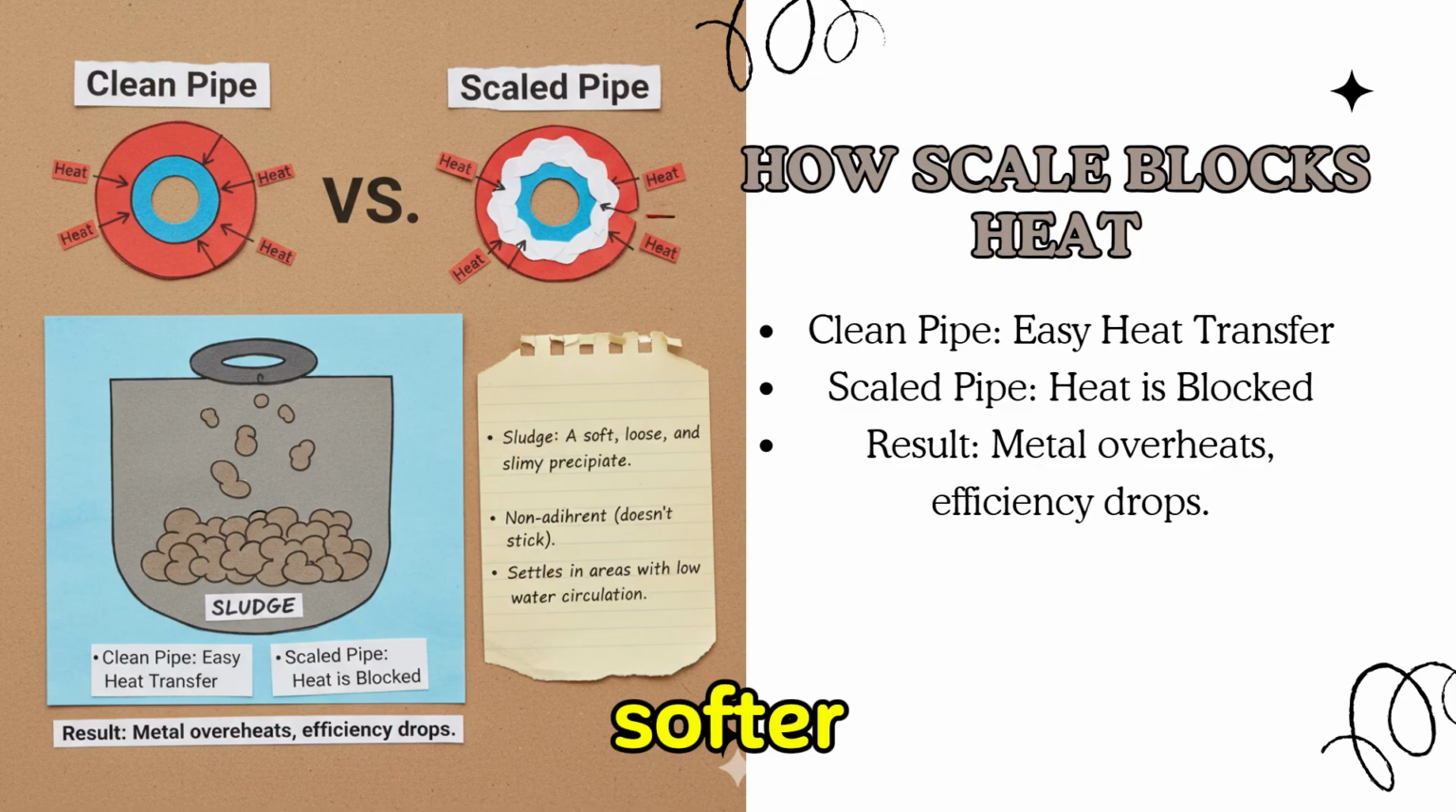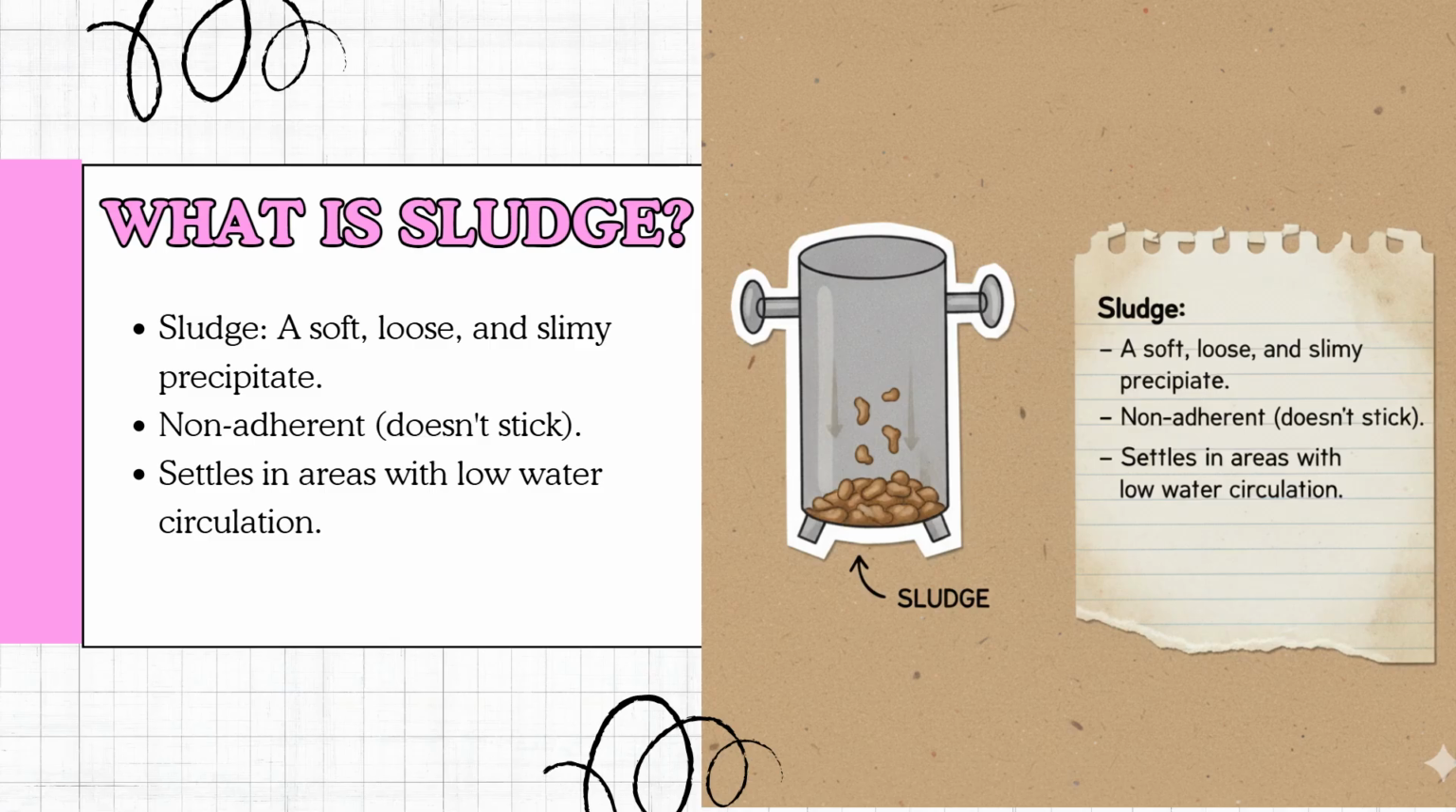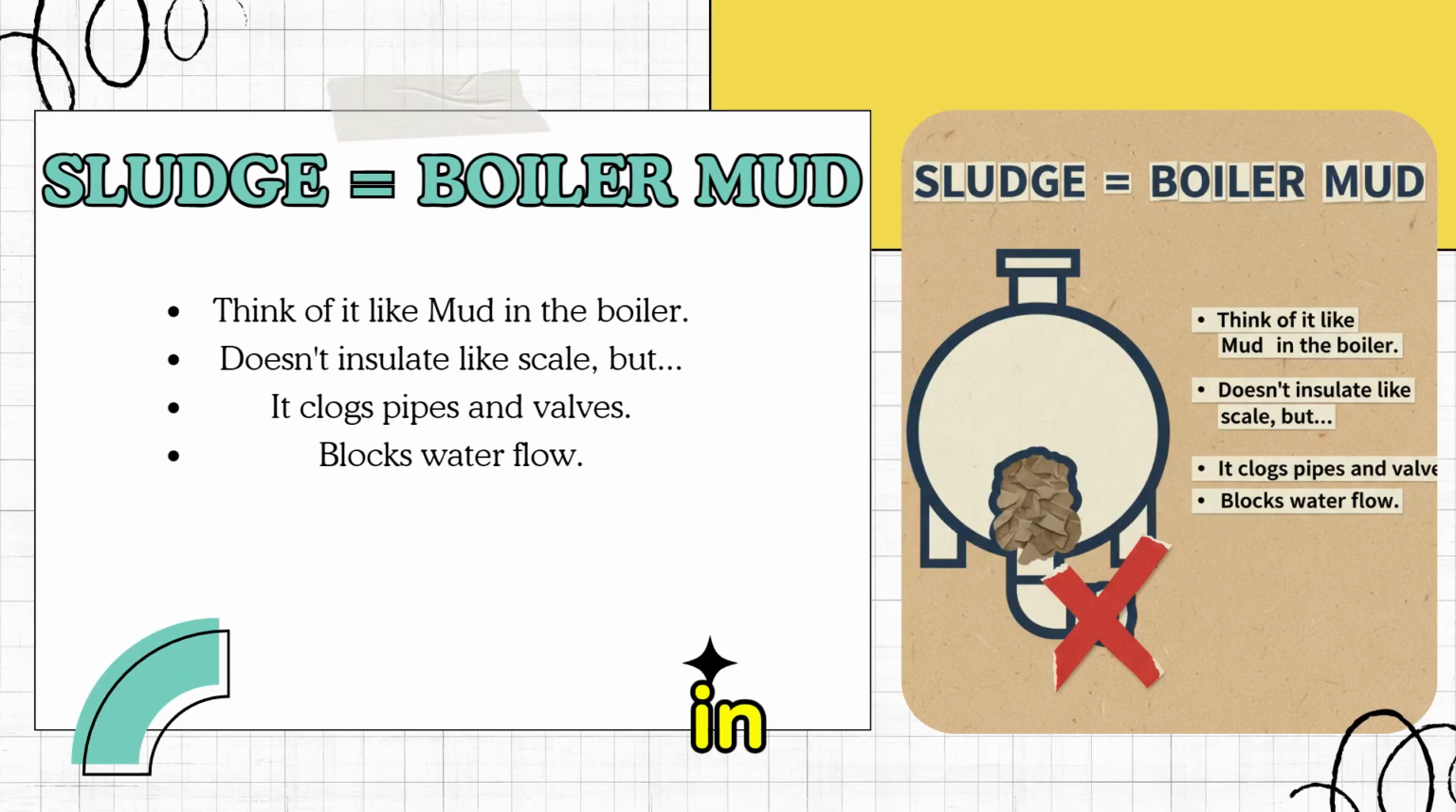But it has a softer, messier partner in crime. Let's talk about sludge. Sludge is a soft, loose, and slimy precipitate formed within the boiler water. It is not adherent and settles in areas of the boiler with slower water circulation. It's usually caused by salts like magnesium chloride, calcium chloride, and magnesium sulfate, which have higher solubility in hot water but still precipitate out. If scale is boiler cholesterol, then sludge is like mud in your boiler.